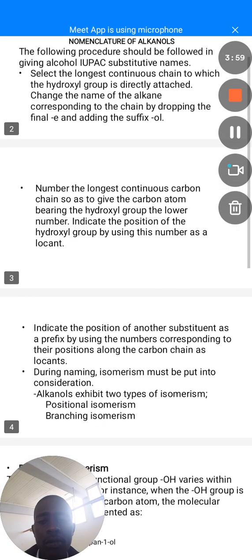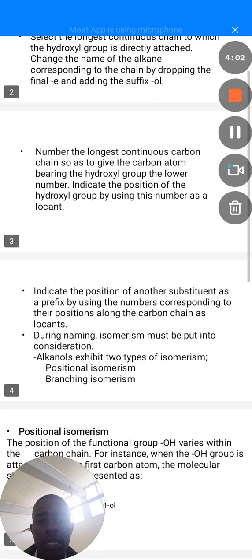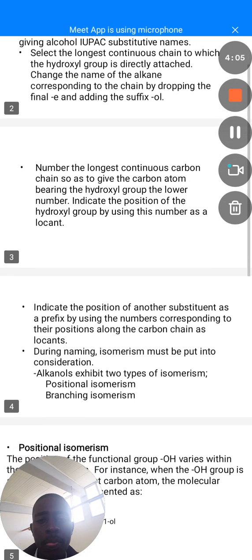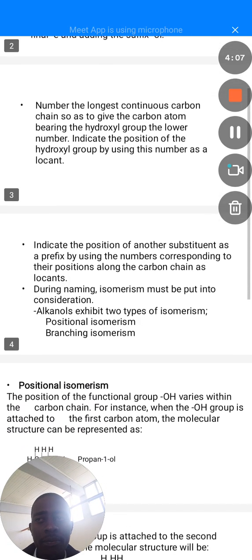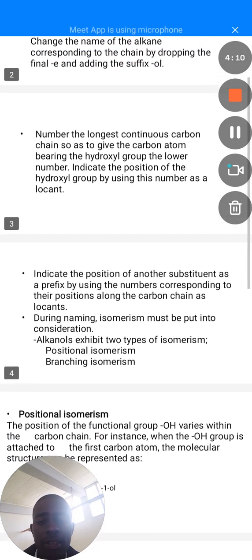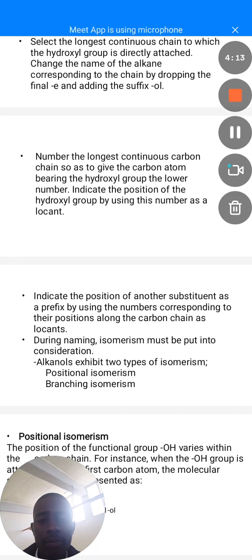So what is the next procedure of naming alkanols? Mercy? You identify, you name the longest chain. After identifying the longest, you name. That is right, but there is something that you've missed. After selecting the longest chain, the next thing is to number the longest continuous carbon chain. So you need to number that chain that contains the hydroxyl group. That is the next thing, but that is a very good trial.